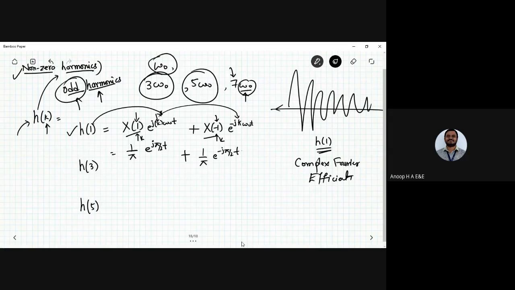So that is what you are going to get there, and further simplifying it, what will you be getting?